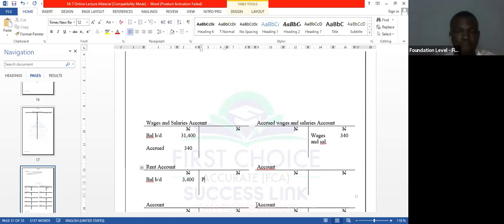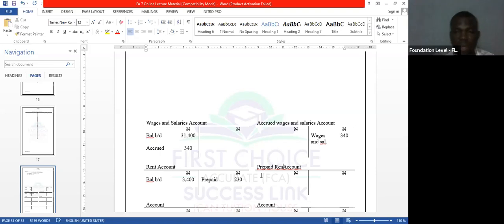How much is the prepaid? 230. So we come back here and put prepaid account here. Let's call it prepaid rent. So we are good to go, prepaid rent.